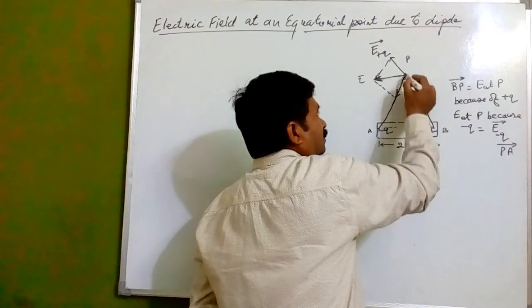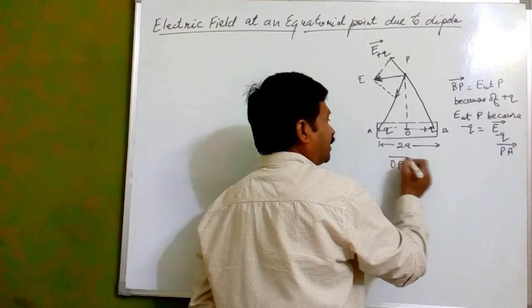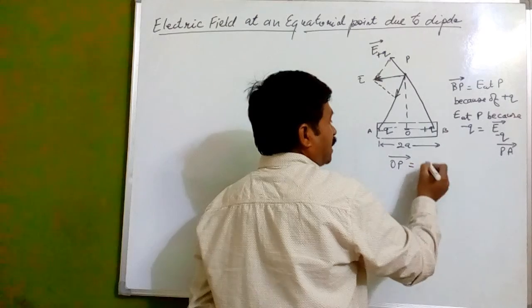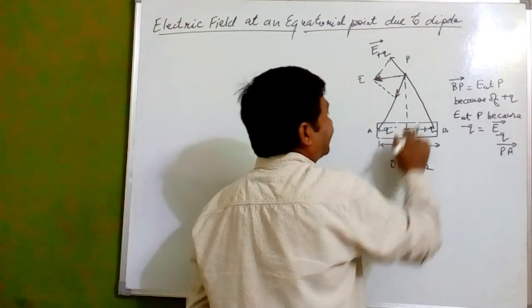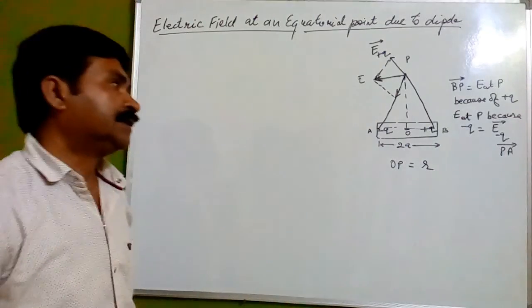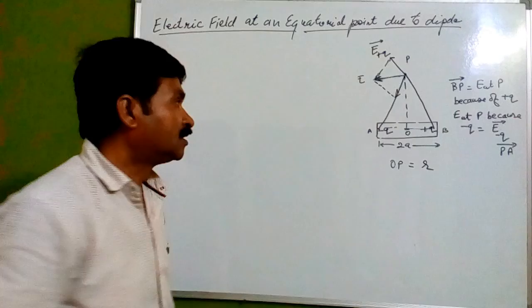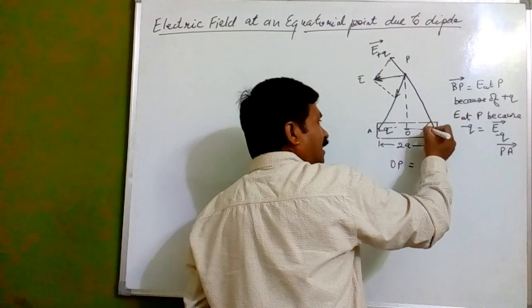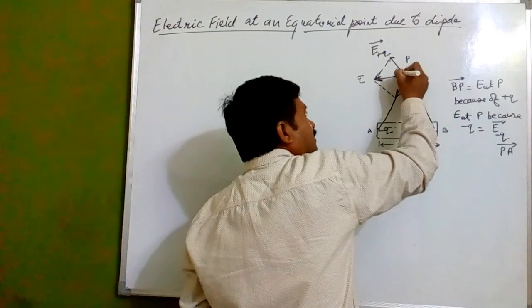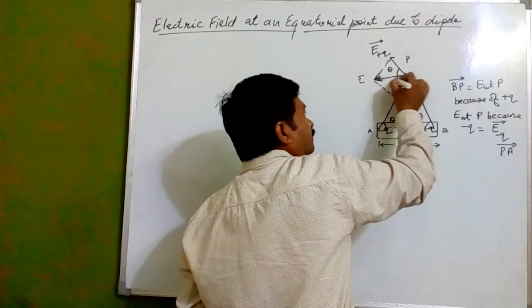Now this distance from O to P, we are taking as r. OP we are taking as r. Here O is the center point. Now we are assuming this angle is theta. Similarly, this angle is also theta, and here too we are assuming this angle is theta.